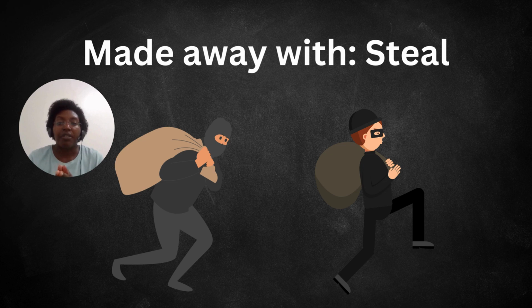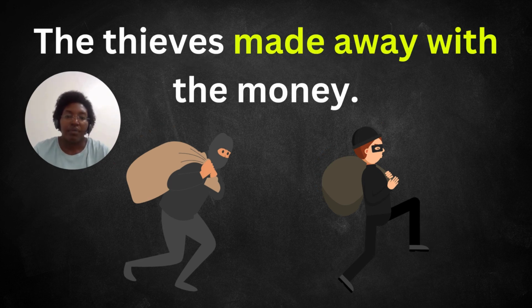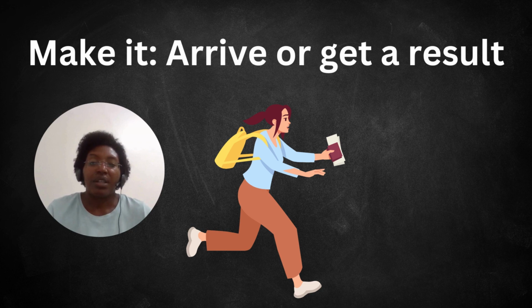Here we have an example of a phrasal verb with three words. Made away with. You need all three words, and it means to steal. Example sentence, the thieves made away with the money. Next one, make it. Simply means to arrive or get a result.